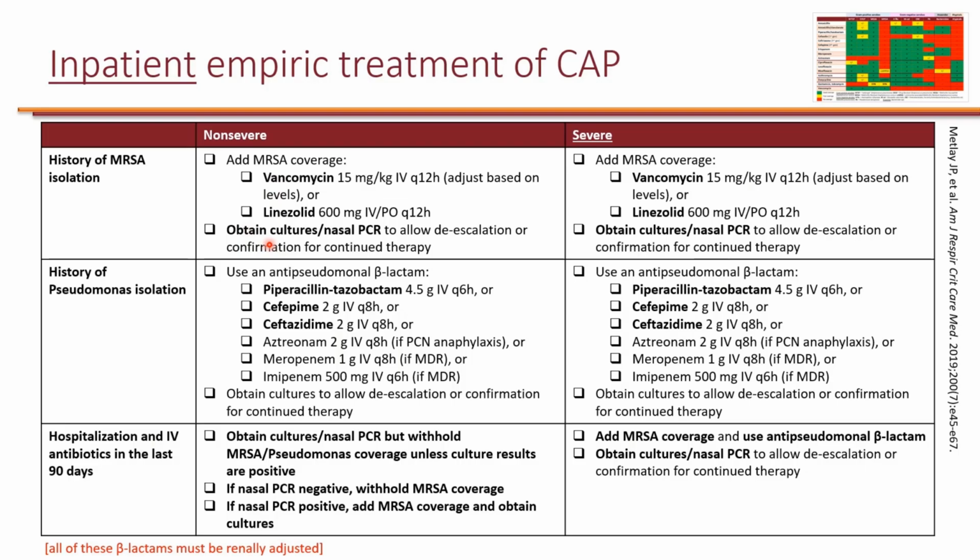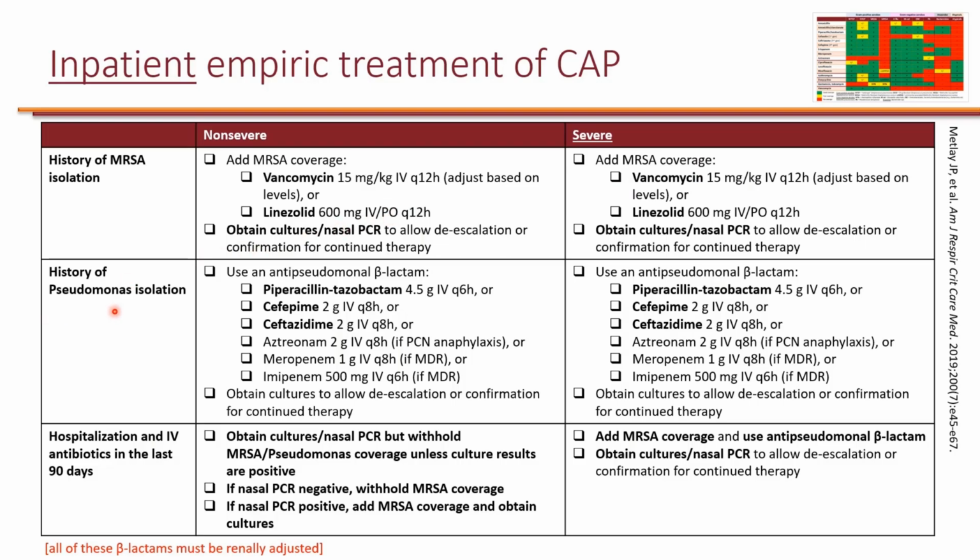cultures, so sputum culture, as well as MRSA nasal PCR, in order to either de-escalate therapy, meaning that if you don't grow MRSA, you will basically discontinue vancomycin or linezolid, or if you do actually grow MRSA on the culture, or if the nasal PCR tests positive for MRSA, then you know that you did the right thing and you will continue therapy. So that's the same thing for either severe or non-severe.